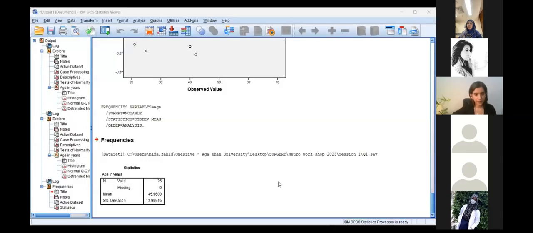And over here, what can you see? You can see that for age, the mean age is 45.9 and the standard deviation is 12.96, right? So this is how you are going to report and assess normally distributed quantitative data.